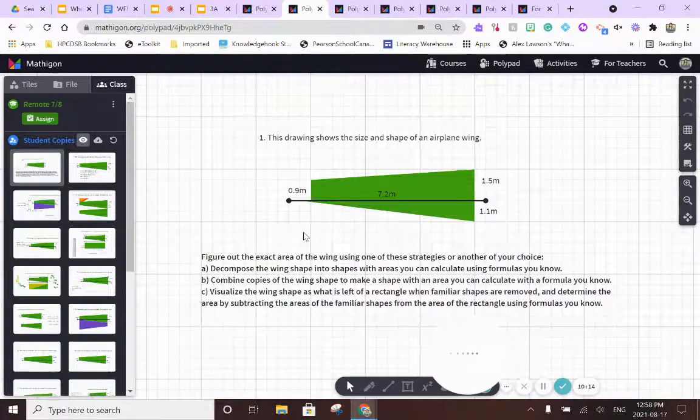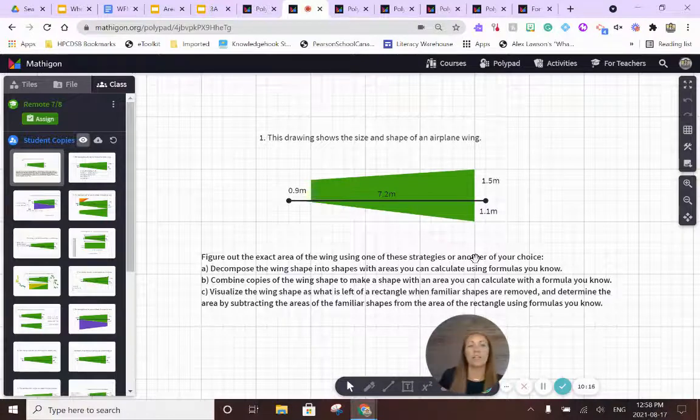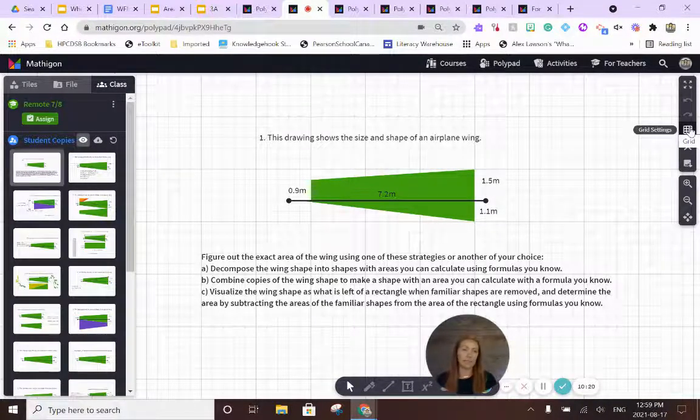So taking a look at what this looked like on Mathigon Polypad, I was easily able to mimic this on Polypad. So here we are with a grid background, which is one of the options on the right-hand side. So I could choose a grid. I have the exact same dimensions labeled here for students so that they could really start to play around with this.